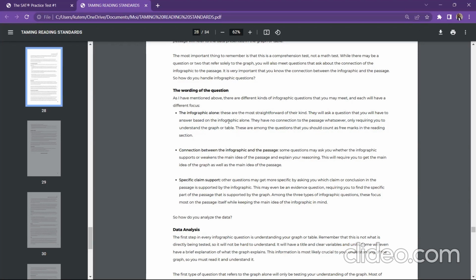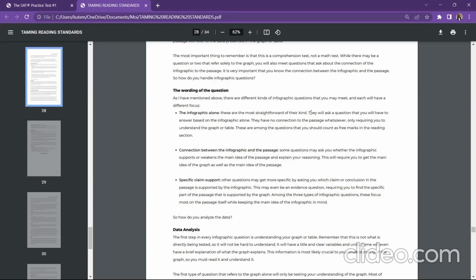They'll tell you either according to the graph, or according to this, what is true, or according to this, what would support what's given in the passage. So the question itself is going to tell you what to focus on, which is why this is the wording of the question. The main thing is pay attention, because you're going to try to connect two different things, a passage and an infographic, which obviously have nothing in common. So you have to really see how the question is worded, what's being focused on, and what you should pay attention to when you're looking at the answer. Okay.